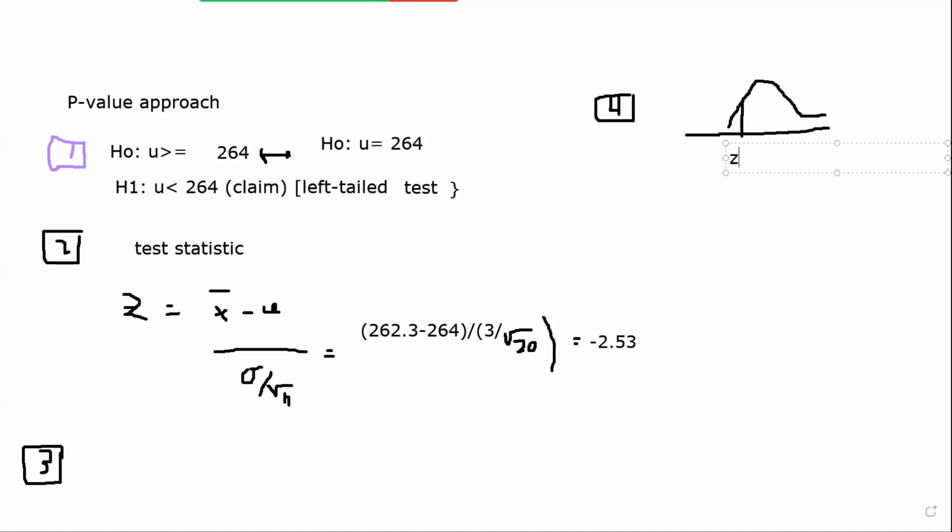This is z equals negative 2.53. Wait, that one's number 4? Hold on, I'm just drawing it under that because I have to give you the instructions, and I haven't given them to you yet. The instructions, remember, come from here.